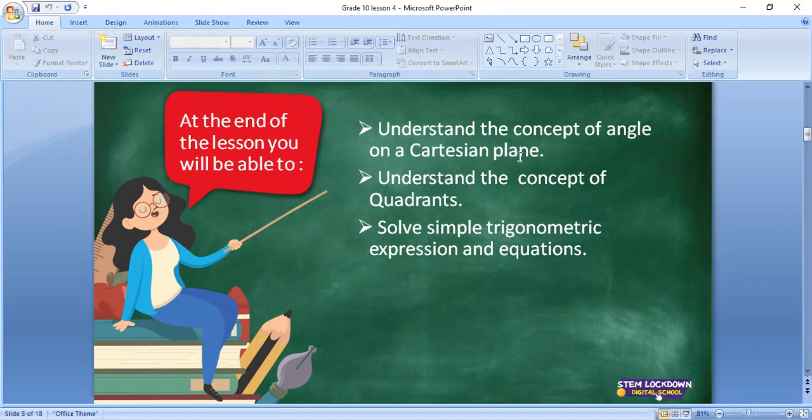By the end of the class, you'll be able to understand the four quadrants, the type of angles in each quadrant, and when an angle will go into a particular quadrant. And then you should be able to solve simple trigonometric expressions and equations. So let's go gently.